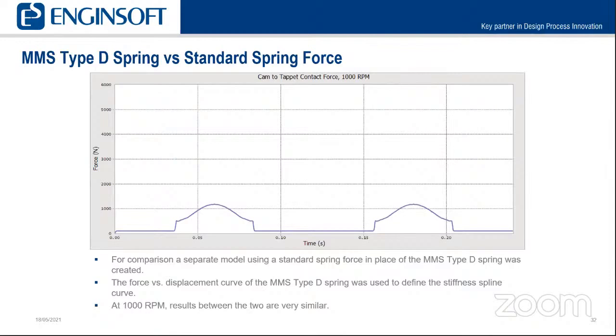So once again, we're going to take the same approach of comparing this MMS type D spring to a standard spring force that has the same stiffness. What we're looking at is the contact between the cam and the tappet. This is at 1000 RPM, and we can see that this is at a slow enough speed where the results are quite similar.